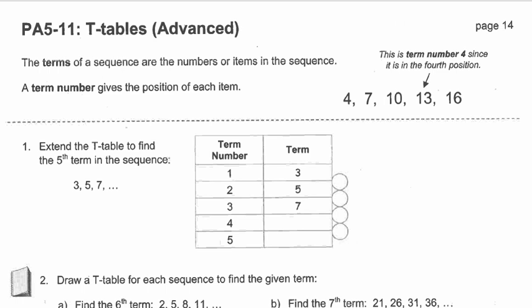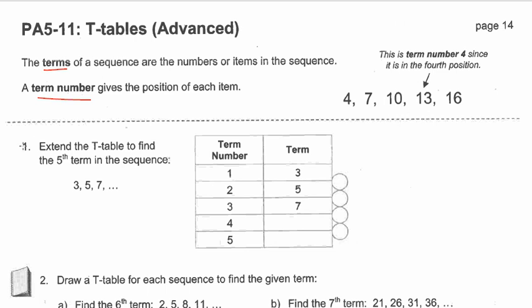This is grade 5, page 14, T-Tables Advanced. The terms of a sequence are the numbers of items in the sequence. So a term number gives the position of each item. So for this sequence, 4, 7, 10, 13, 13 happens to be the fourth term, or term number 4 is given to the fourth position.